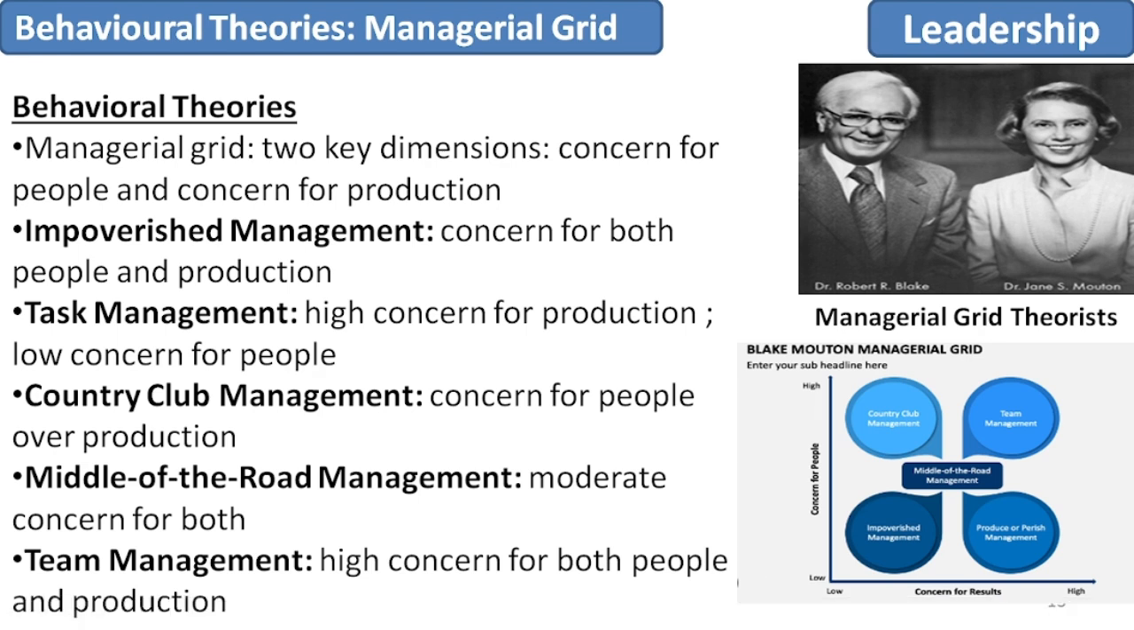Team management. The ideal leadership style according to the grid is team management, characterized by high concern for both people and production. Leaders with this style actively engage with team members, support their development, and foster a collaborative environment, all while driving productivity and achieving organizational goals. This approach is associated with high levels of employee satisfaction, motivation, and performance, making it the most effective style in many organizational settings. The Blake-Mouton Managerial Grid offers valuable insights into how leadership styles impact organizational effectiveness.